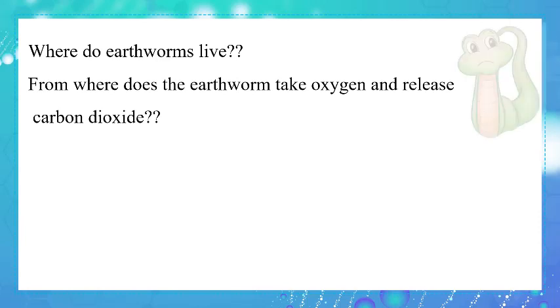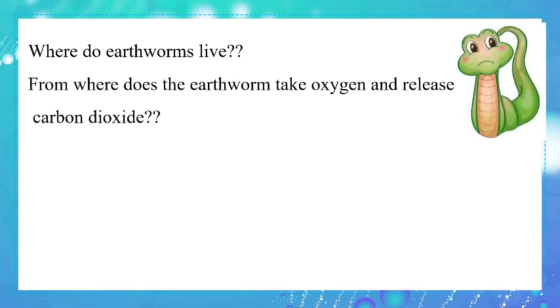Now, after watching the video, let's answer the following questions. Where do earthworms live? In the video, where did we find the earthworm? They are found on the soil, so they live on land. From where does the earthworm take oxygen and release carbon dioxide? Through which medium are the respiratory gases exchanged in case of earthworm? With air or with water? Respiratory gases, oxygen and carbon dioxide, are exchanged with air since it lives on land.